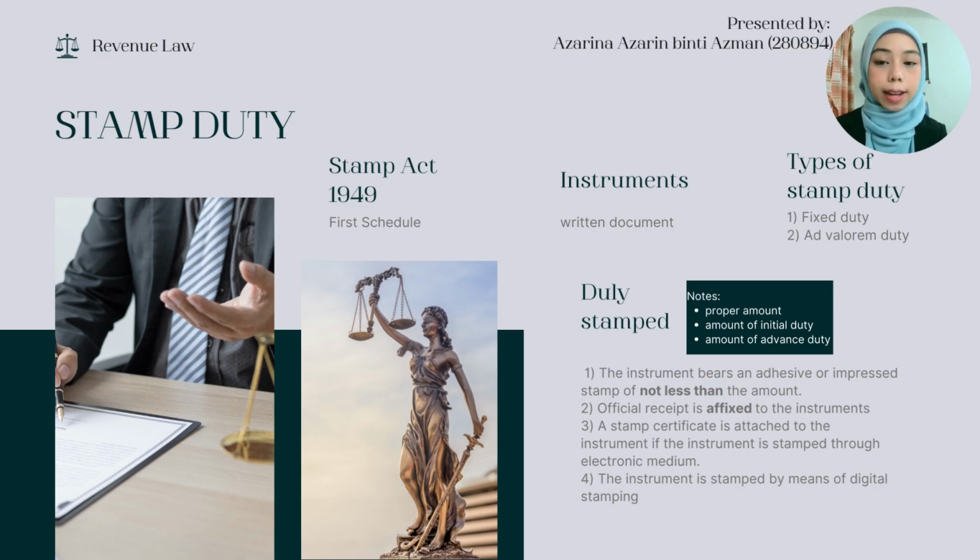The second one is that any official receipt for the duty stamp is affixed to the instruments. Affixed means attached, so the receipt and the instruments must be attached together. The third one is that a stamp certificate for the stamp duty is attached to the instrument if the instrument is stamped through electronic medium. So there must be a stamp certificate if the stamp is paid through electronic medium. And the last one is that the instrument is stamped by means of digital stamping for the stamp duty.